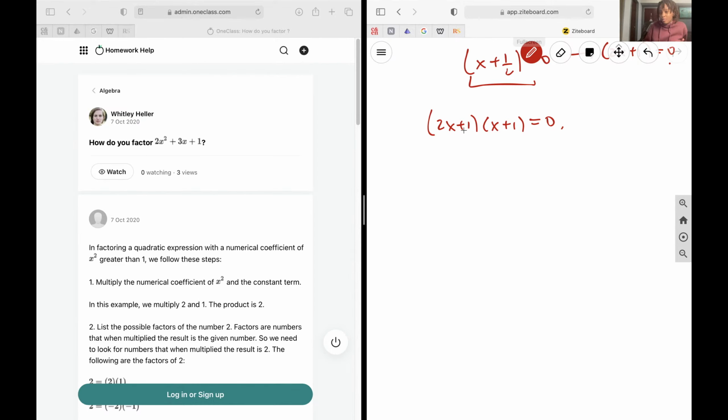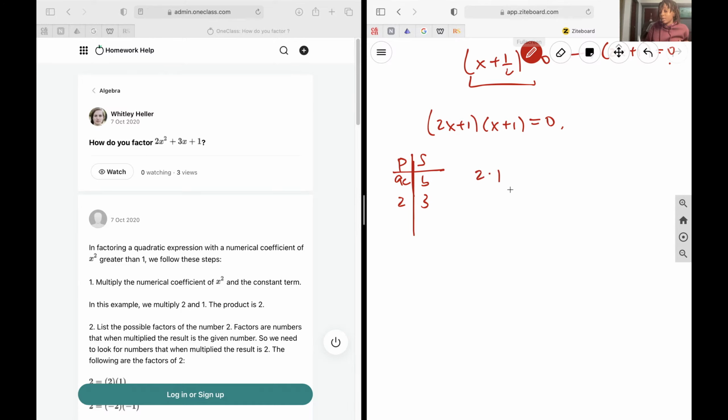Because this would not be the point. The point is that you know how to use this to get whatever it is that you're looking for in the question. So for our second method, we're going to use product sum. So recall AC, B. AC is going to give me 2, and B is 3. And so I want two numbers that when I multiply them, I get 2, and when I add them, I get 3.